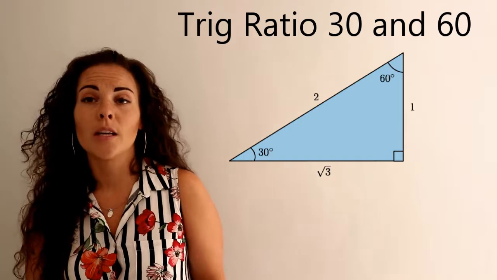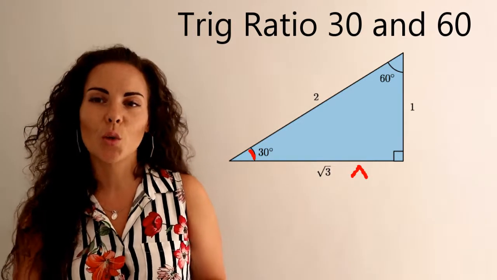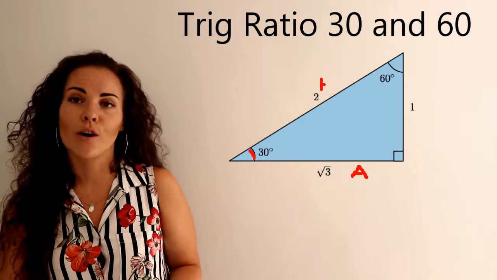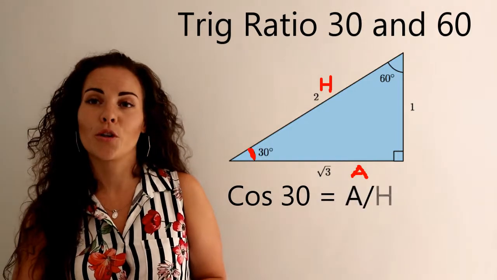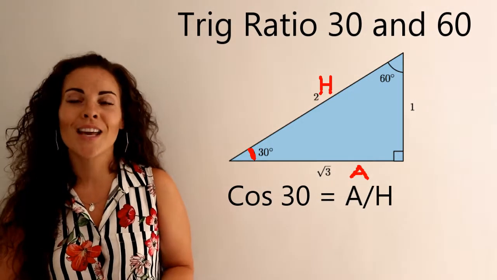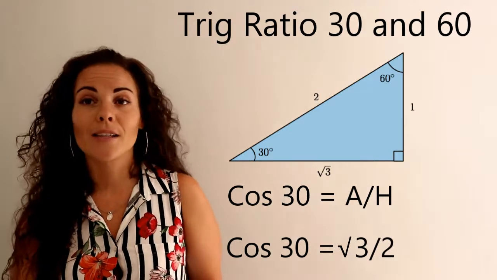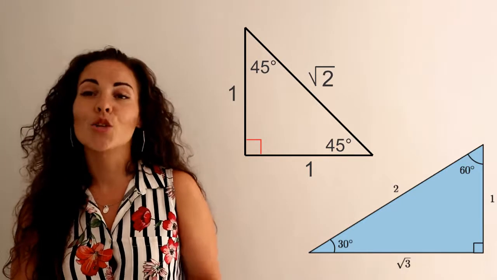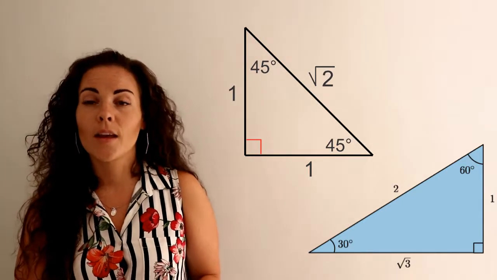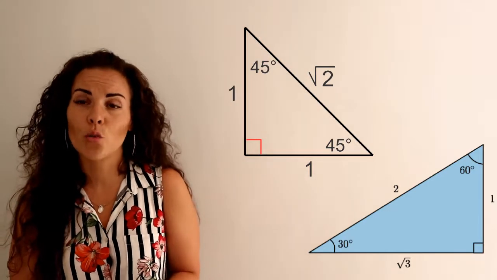So for example, if I look at the angle 30 and I want to know what cos 30 equals, I'll just apply SOHCAHTOA. So cos of 30 will equal the adjacent over the hypotenuse. So in this case, it's the square root of 3 over 2. And the same applies for tan 30 and sine 30. So my advice to you is remember these two triangles. Apply SOHCAHTOA to them, and then you can work out the trigonometric ratios.